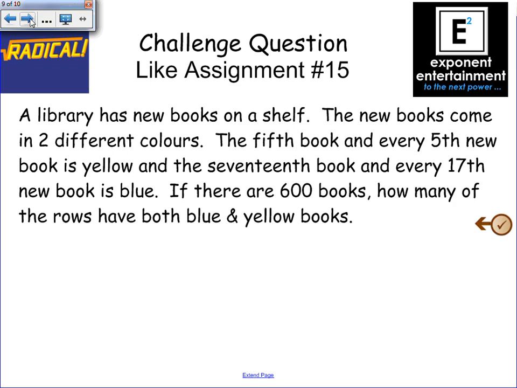The library has new books on the shelf. The new books come in 2 different colors. The 5th book and every 5th new book is yellow. And the 17th book and every 17th new book is blue. There's 600 books. How many of the rows have both blue and yellow books? Confusing, eh?